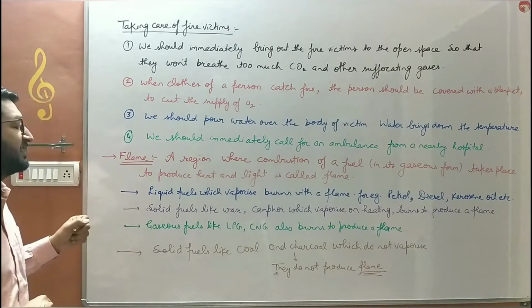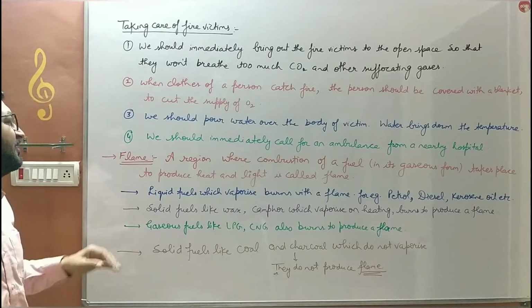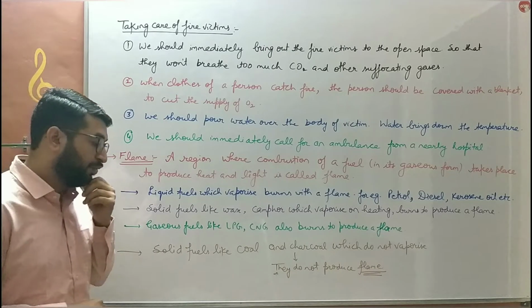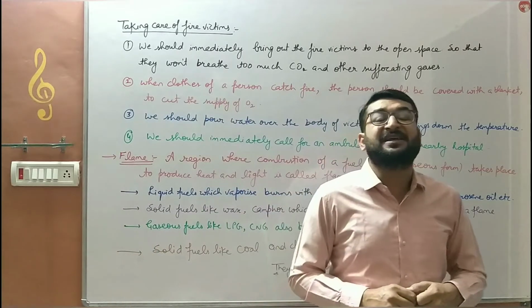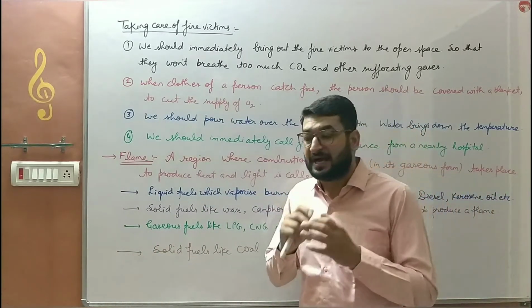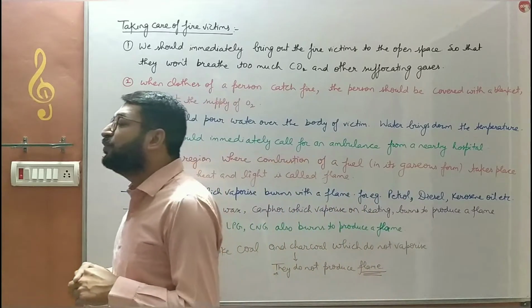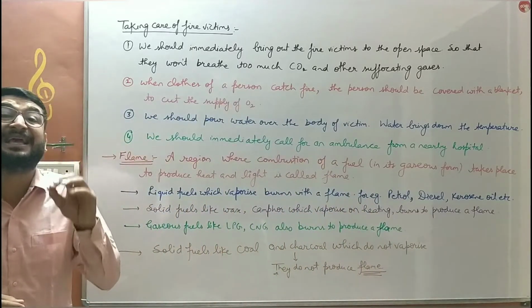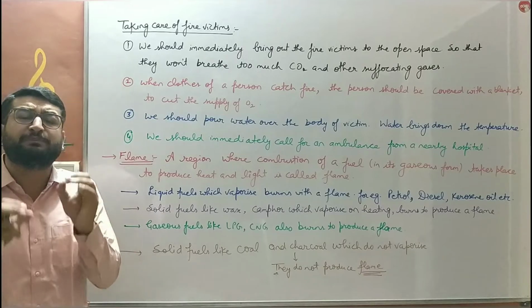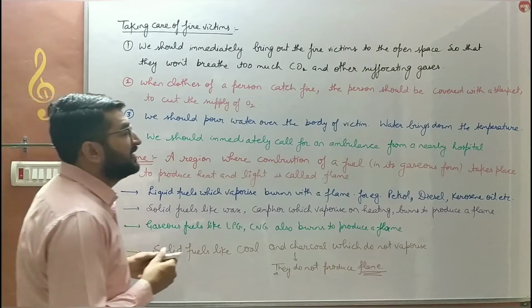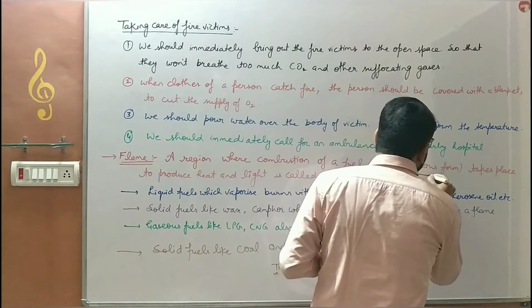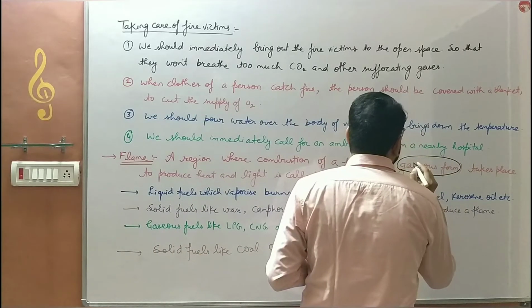Next we will discuss a very important topic of this chapter, flame. What is a flame? Flame is a region, an area where a fuel burns in its gaseous form. So the prerequisite condition for flame is that the fuel must be in its gaseous form.